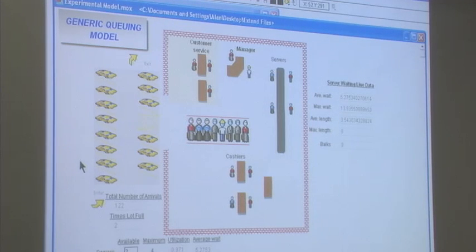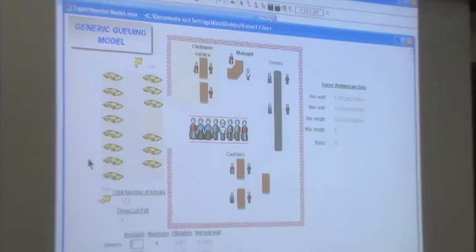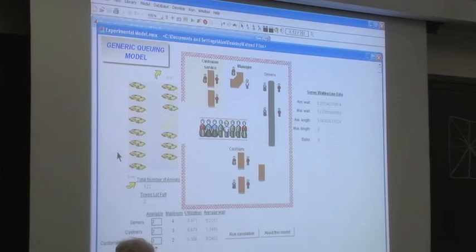So in this model, things get a little more interesting. You notice down at the lower part, there are 2 servers, 2 cashiers, 2 customer service representatives, and we can keep track of how well they're utilized and what the average wait is for customers that are coming to see them. We can look at the parking lot, seeing if the parking lot gets full. We don't get too many customers if people can't find a parking spot.